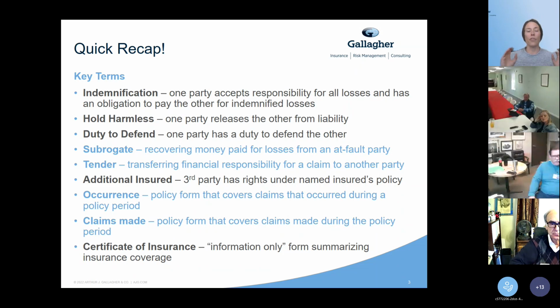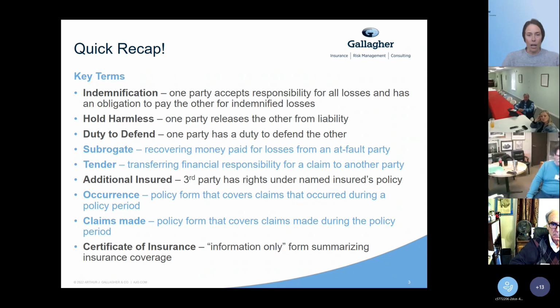Occurrence-based means that the policy is going to cover any claims that occur during that policy period. So if the policy started January 1st of this year and ends on December 31st, the policy will cover any claim that happened in 2023. So if someone slipped and fell in 2023, that claim will be covered under that policy, whether the lawsuit is filed tomorrow or it's filed 2 years from now.